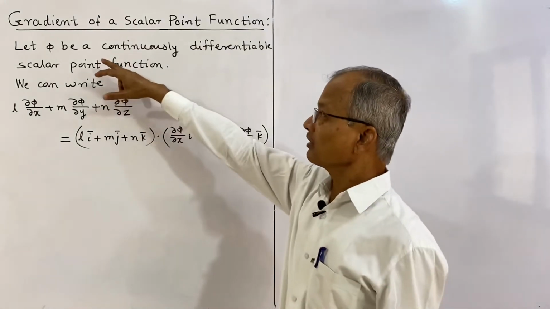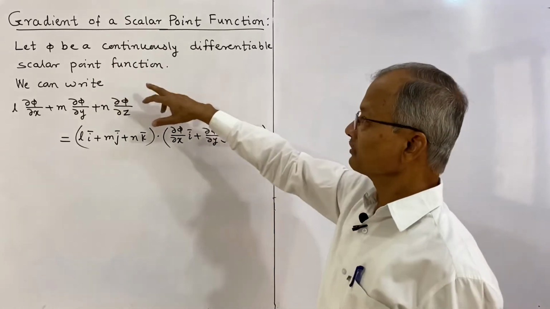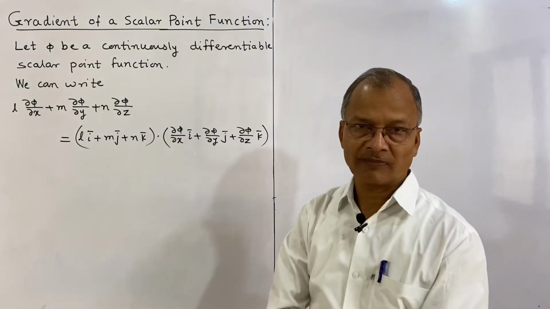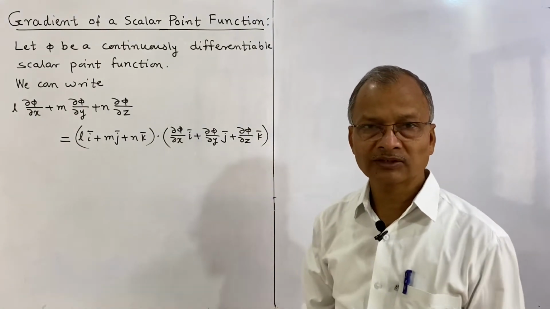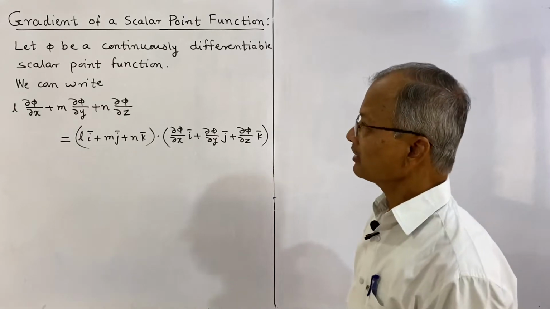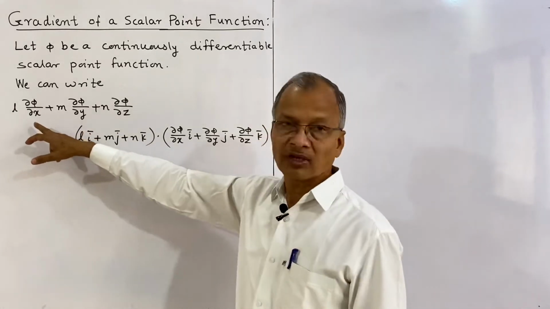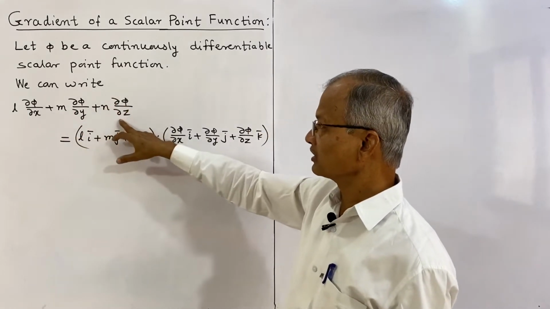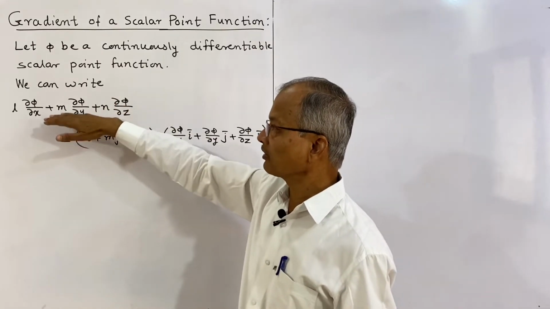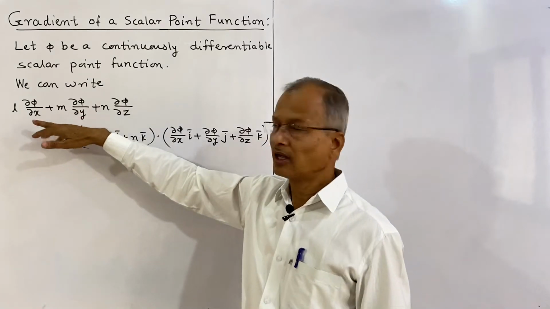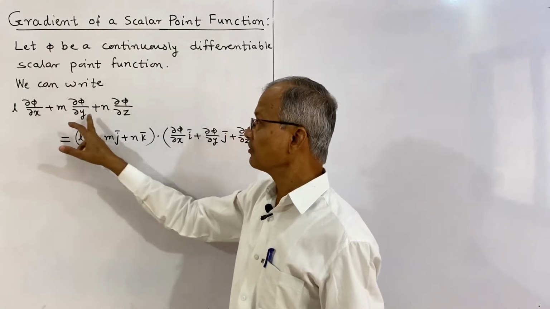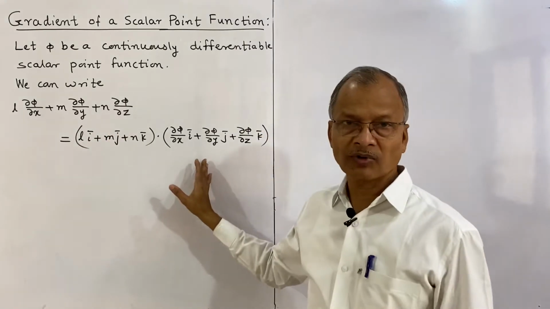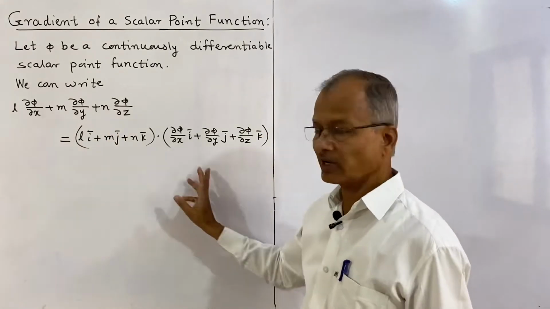Suppose phi is a continuously differentiable scalar point function, and we have studied the directional derivative of phi along any line with direction cosines l, m, n, which has this expression. So, l dou phi by dou x plus m dou phi by dou y plus n dou phi by dou z is actually the directional derivative of phi along a line having direction cosines l, m, n. And this expression can be written as a dot product or scalar product of these two vectors.